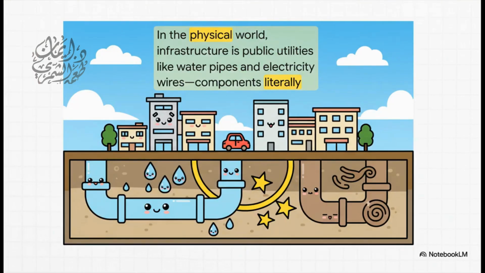Think about it in the real world, like a city. This is super intuitive, right? The city's infrastructure is the water pipes, the power lines, the roads, all that essential stuff literally running beneath the city that lets everything else happen on top.